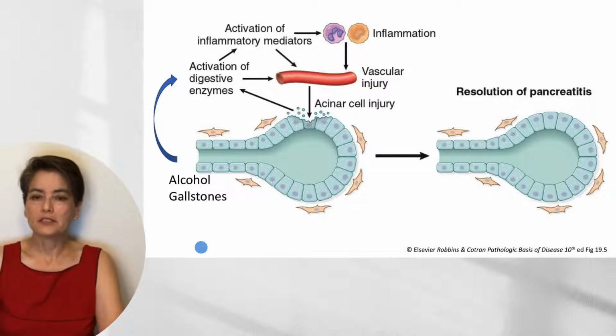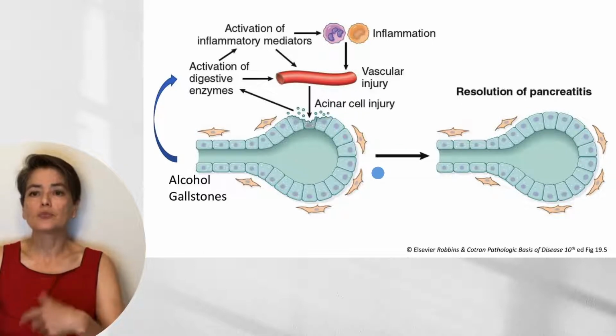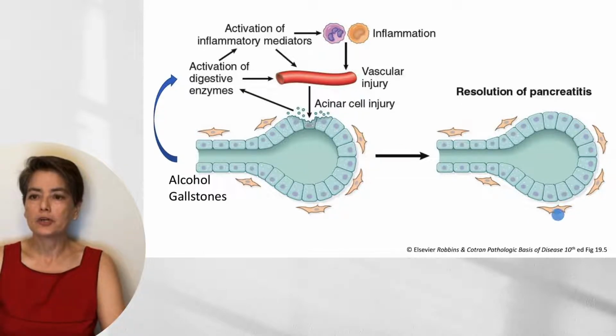It's a little bit simplistic, but we're going to compare this to what we see in chronic pancreatitis. So here we have our inciting causes that are going to cause activation of our digestive enzymes and inflammatory mediators, resulting in vascular injury and acinar cell injury. But this is a mild case. We're going to get resolution, and it will return to looking approximately like it did before the acute pancreatitis. This is different from what we will see in chronic pancreatitis. Before we move on to chronic pancreatitis, I want to talk about one of the potential sequelae of acute pancreatitis.